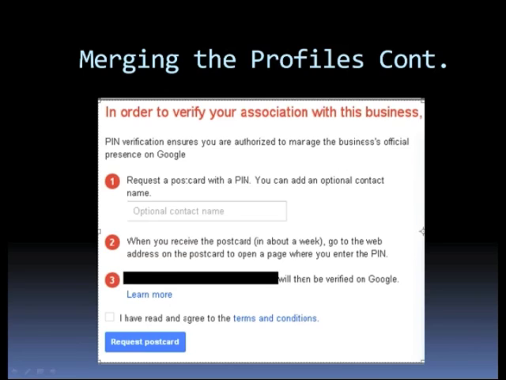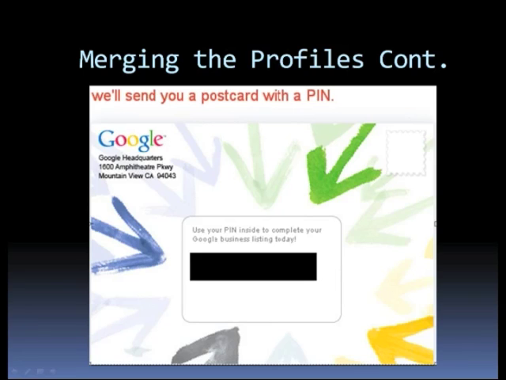It's that simple. What you see here is what the postcard is going to look like. I have it blacked out, but that's actually going to be your business address. That's where it's going to say attention to. You get it, you open it, there's going to be a PIN on there. You put in the PIN on your Google Plus business page, and next to the quote-unquote in progress link, you enter that PIN, and you are done. You are now going to be merged.